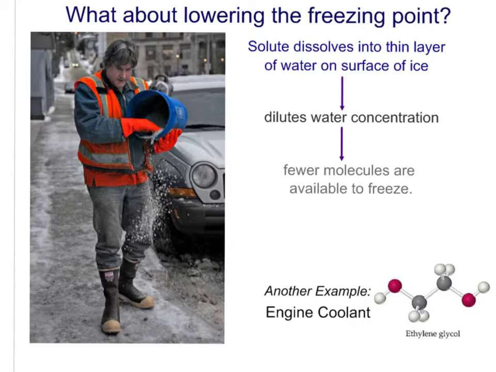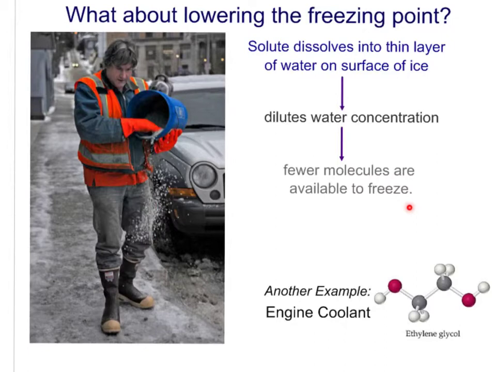Now, what about lowering the freezing point? Why would a solute lower the freezing point? You guys all realize this because in the winter, we have wonderful custodians who sprinkle salt on the ice, not ice on the salt. Why do we do that? The salt is the solute, and it dissolves into that very thin layer of water on the surface of the ice. It dilutes that water concentration, and fewer molecules are able to freeze, so it lowers the freezing point.